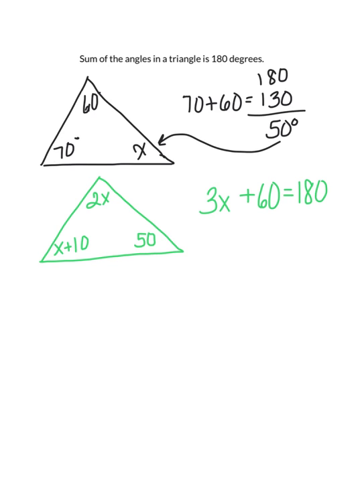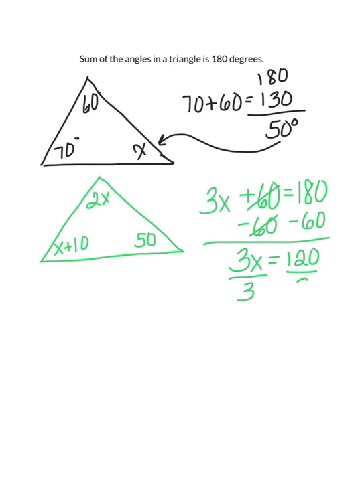Now I'm going to use my equation solving skills from a while ago. In order to get the x by itself, I'm going to first undo the addition by subtracting 60 from both sides. Cross out my 60s, bring down the 3x, equals 120. Then I'm going to divide both sides by 3, and x equals 120 divided by 3, which is 40. So x would equal 40.